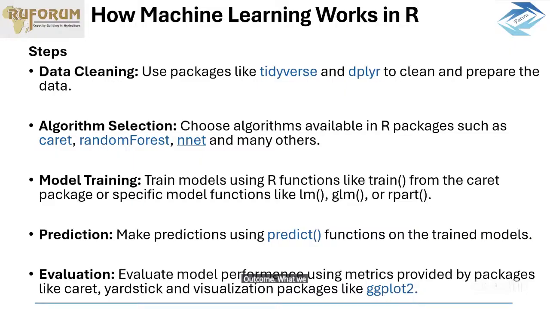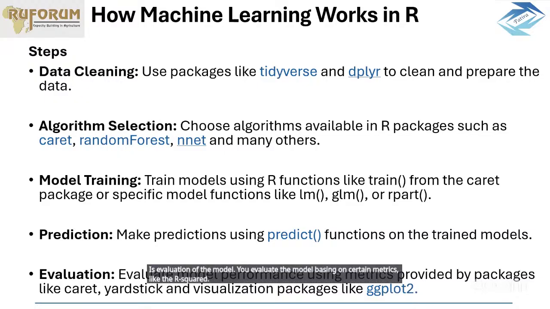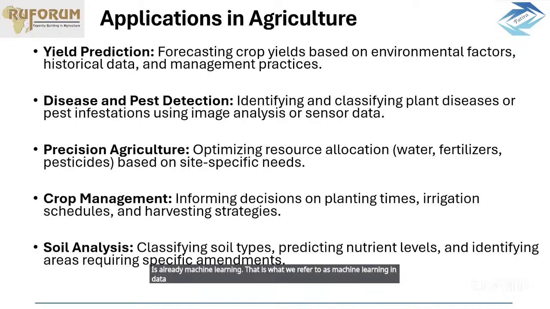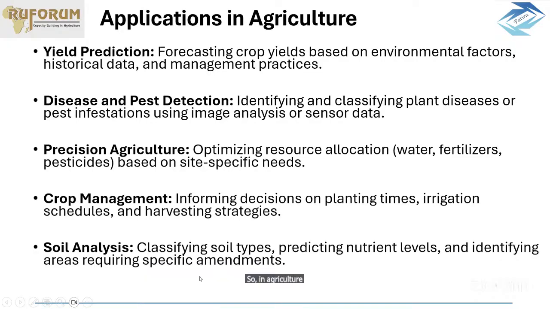What we haven't done, which we are going to do today, is evaluation of the model. You evaluate the model basing on certain metrics like the R squared to see which one might perform better than the other. So this is how machine learning works. Whatever we've been doing as we try to predict our outcome is already machine learning. That is what we refer to as machine learning in data science. In agriculture, there are many applications of machine learning, not just in agriculture, but in different sectors. But today we shall concentrate on agriculture.